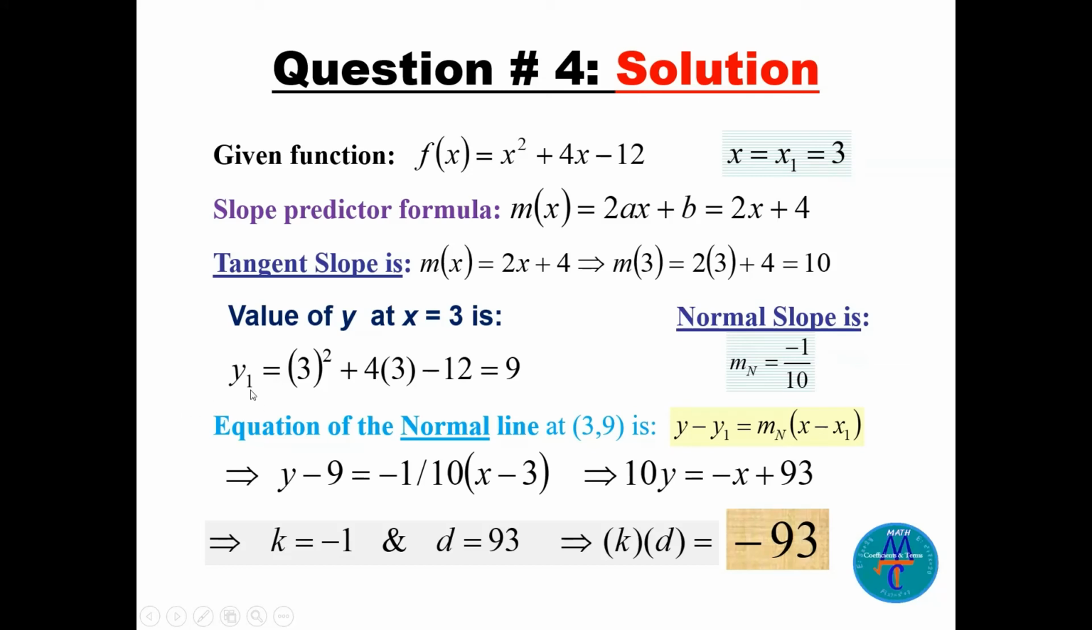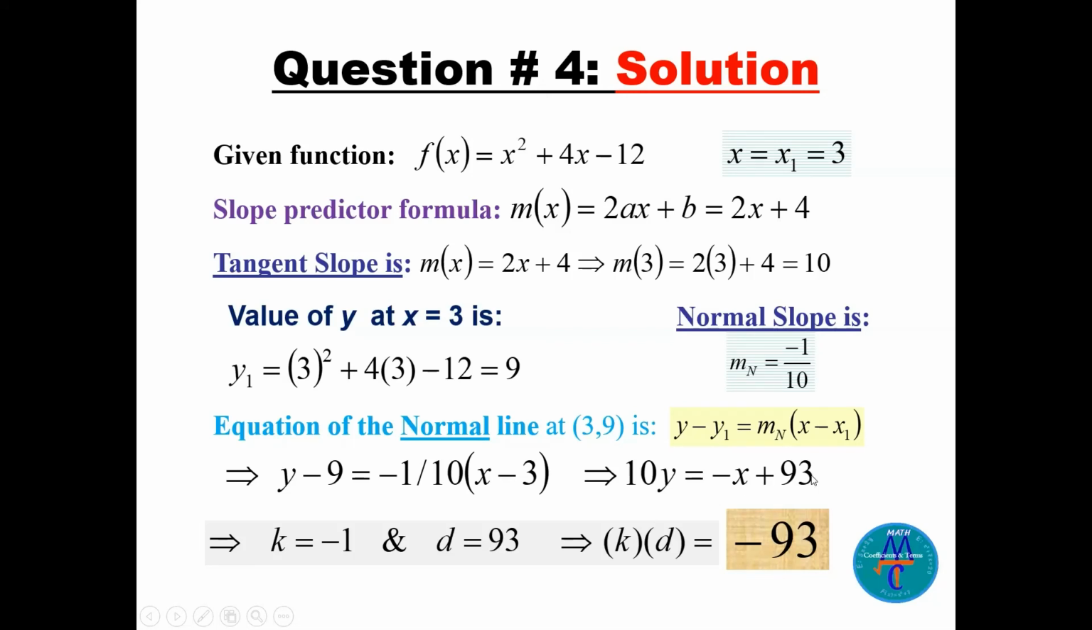I have x1 equal to 3, given. Let's find y1. So I replace x with 3 in the function itself: 3 squared plus 4 times 3 minus 12 is 9 plus 12 minus 12, which will be 9. So I have the slope of the normal line, and I have x1 and y1. I can use the formula y - y1 = m_n (x - x1), where m_n is the slope of the normal. Put the numbers there: y - 9 = -1/10 (x - 3). Simplify the equation until you get 10y = -x + 93.